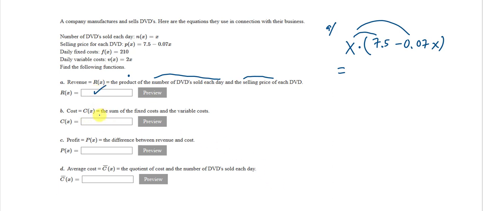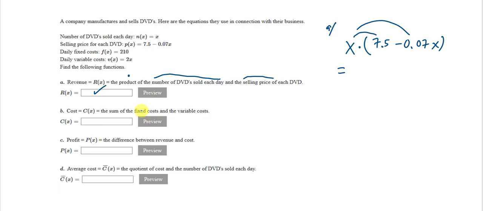The cost here is the sum of the fixed cost and the variable cost. The fixed cost is just the cost that you have to pay no matter if you are selling 0 products or 1,000 products. The fixed cost is just the cost that you have to pay monthly, no matter how many products you are selling. You have to pay that anyway. So the fixed cost is just there.